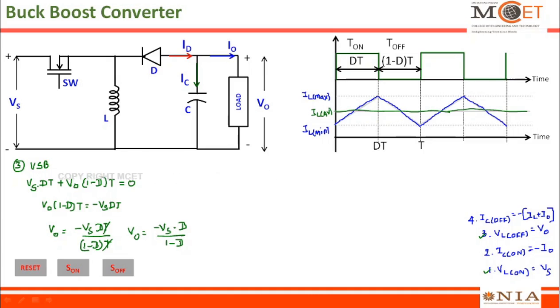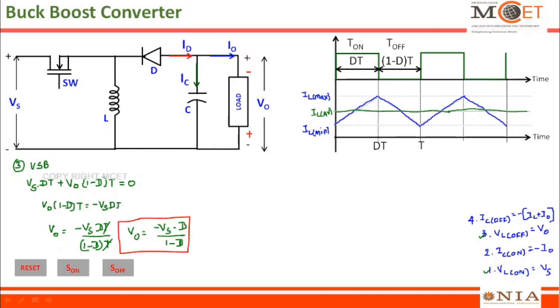So this is the expression for the output voltage of a buck boost converter when it is supplied with the input voltage of Vs and operating with a duty cycle D. Very important to be understood here, it is a negative voltage. What does negative mean? The assumed voltage polarity is this is positive, this is negative. Since it is negative, it is opposite to that, meaning this side is positive and this side is negative.